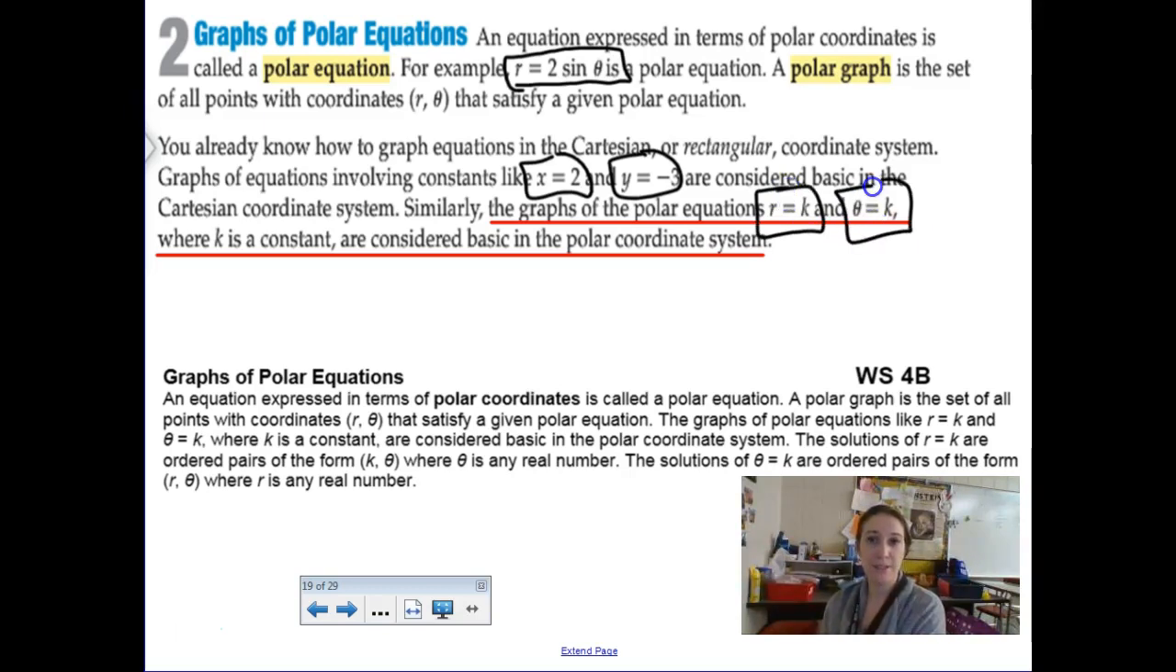So graphing r equals a constant or theta equals a constant gives us some very boring graphs. So I'm going to show you what those look like next. The idea is if you are graphing r equals some sort of a constant, essentially what you're graphing is one of those rings, one of those circles.